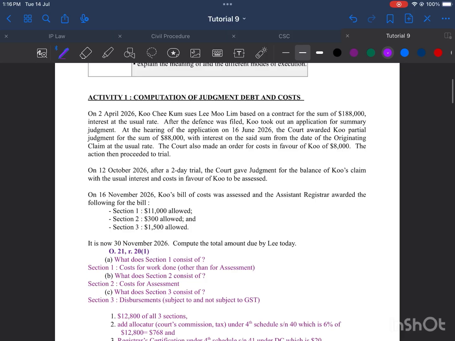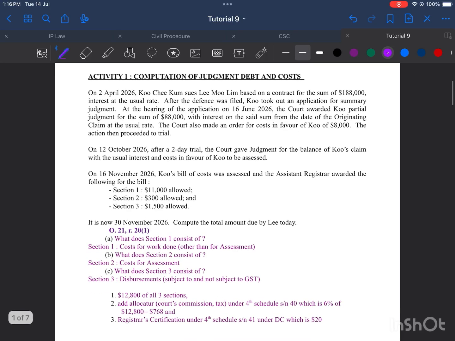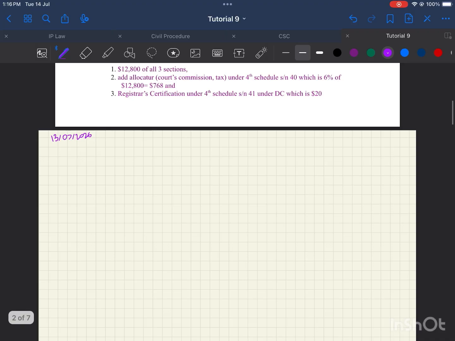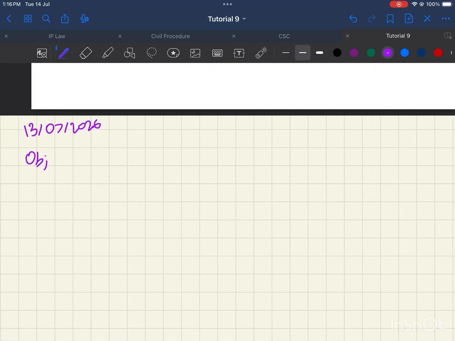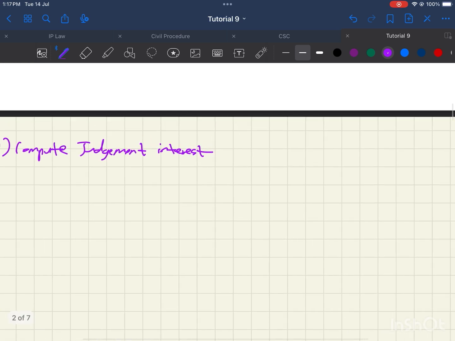Now for this class, we'll be just going through mainly the first activity, which deals with the computation of judgment interest and how to calculate using the timeline. So the objective of today's session is to compute judgment interest, and when it comes to judgment interest, there are two types. So I'll just use a different color for that. Pre-judgment and then post-judgment.